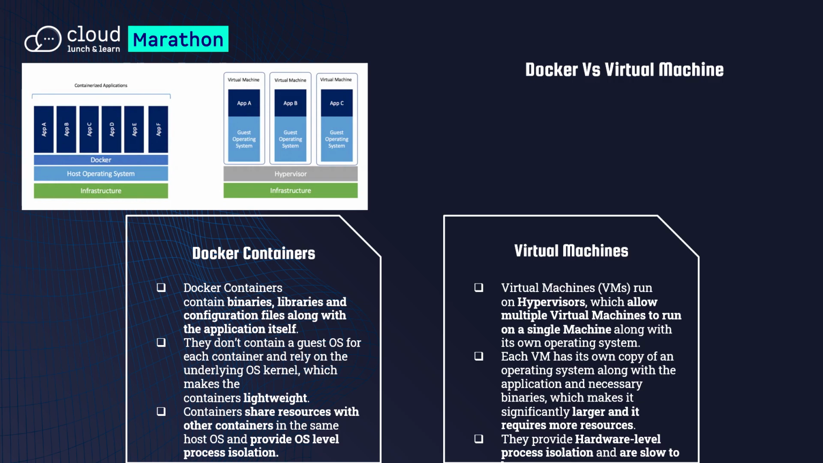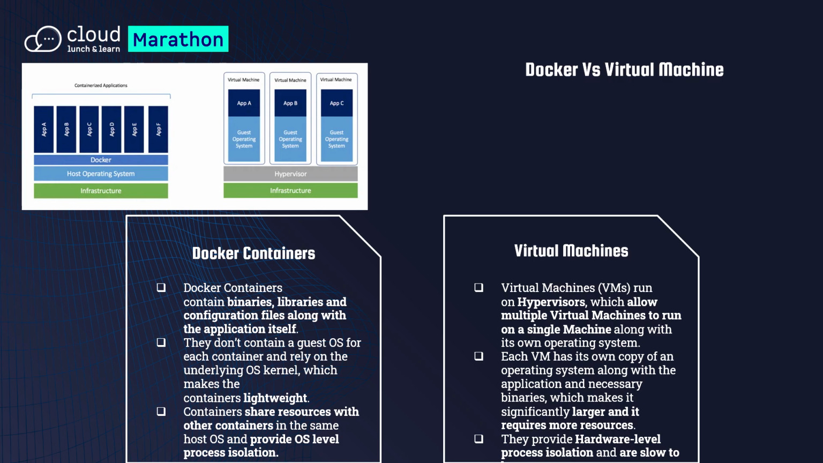There are Docker containers. Docker containers contain binaries, libraries, and the configuration files along with the application itself. They do not contain a guest operating system for each container and rely on the underlying operating system kernel, which makes the containers lightweight. Containers share resources with other containers in the same host operating system and provide operating system level process isolation. Secondly, we have the virtual machines.